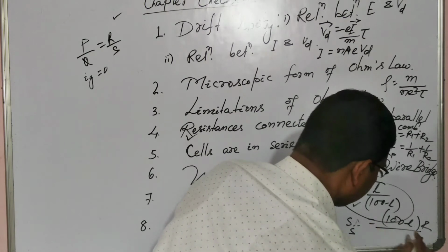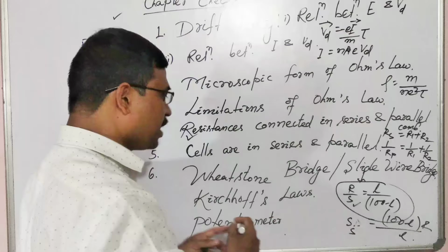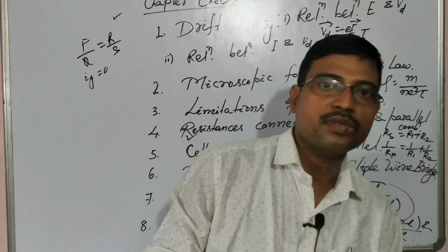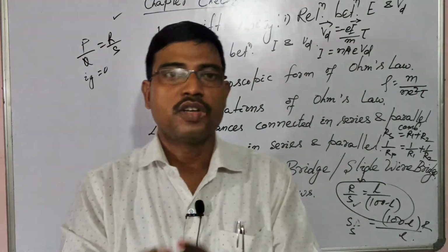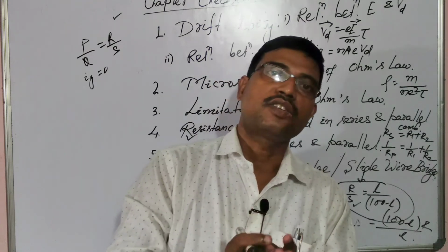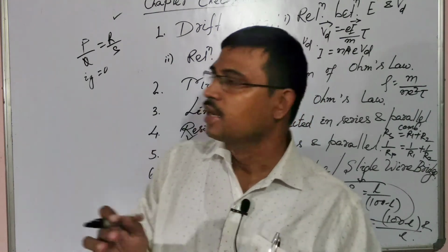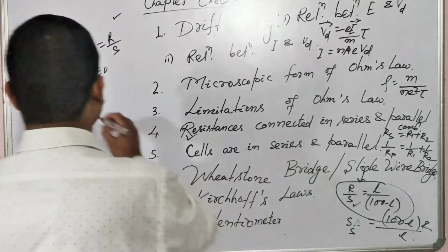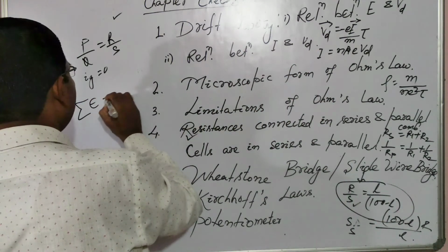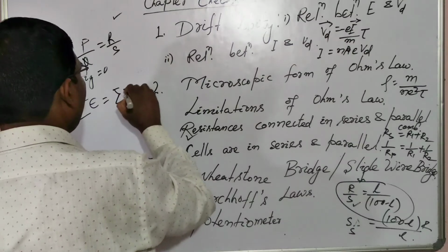Then Kirchhoff's law. Kirchhoff's law is of two types: one is the current law, another is the voltage law. Summation of I is equal to 0, and summation of delta V is equal to 0. Otherwise, summation of EMF is equal to summation of IR.